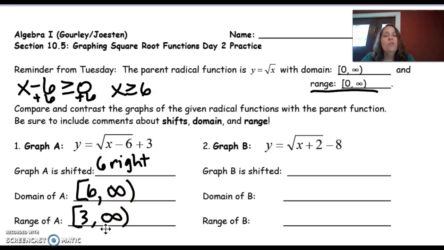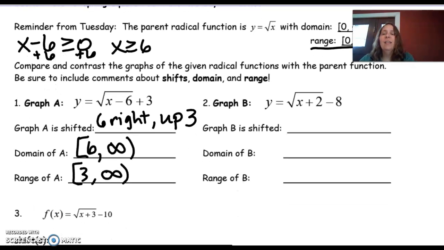The plus 3 also means we have moved up 3 units on the y-axis. Technically, it's not right on the y-axis because we also moved over 6. So we're over at 6 for the x and 3 for the y. You could even say that the starting point is at x equals 6, y equals 3, and go from there.